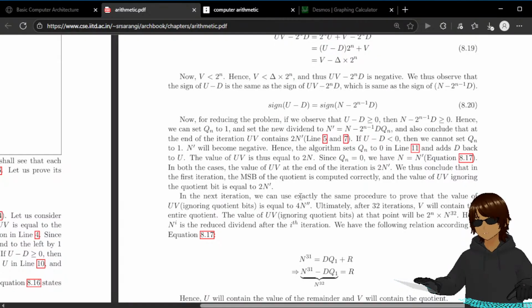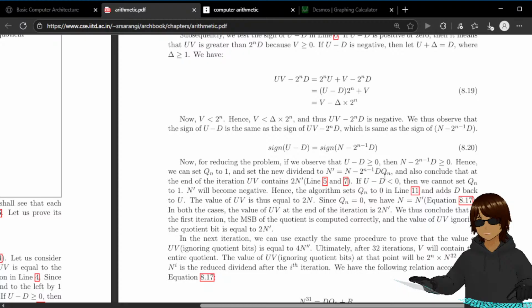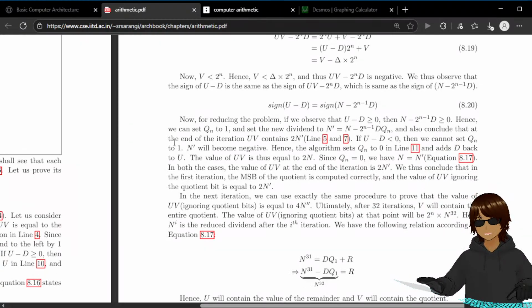Now, for reducing the problem, if we observe that u minus d is more than or equal to 0, then 2n minus 2 to the power of n minus 1 d is equal to or greater than 0. Hence, we can set qn to 1, set the new dividend to n apostrophe, n minus 2 to the power of n minus 1 d qn. And also conclude that at the end of the iteration, UV contains 2 n apostrophe. If u minus d is less than 0, we cannot set qn to 1. New n apostrophe will become negative. Hence, the algorithm sets qn to 0. In line 11, it adds d back to u.